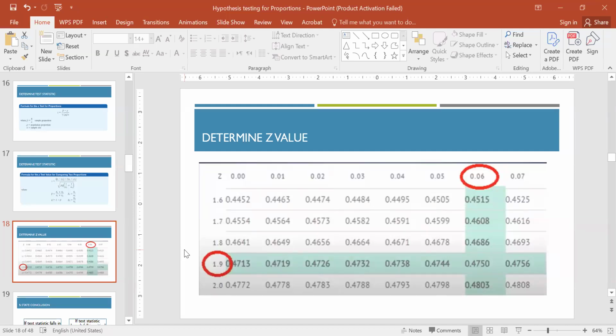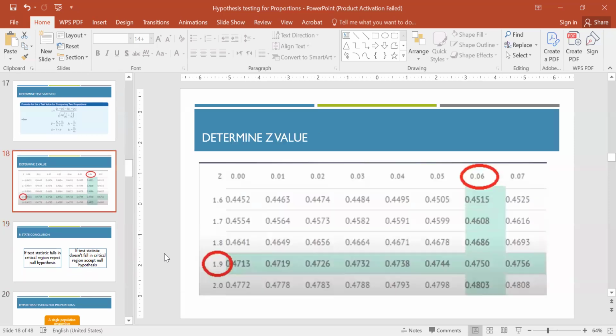In the case of a 95% confidence interval, we usually take the significance level alpha as 5%, or 0.05. In that case, we get the value of 1.96: 1.9, and the next decimal is taken from this row, that is 0.06. So 1.96. The point where these two lines coincide is the value we have to take as the z value. In this case, it will be 0.4750.